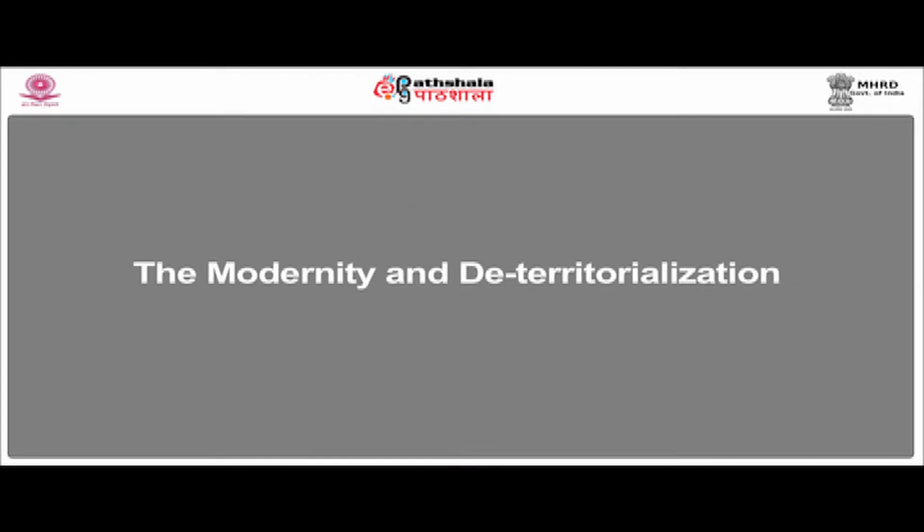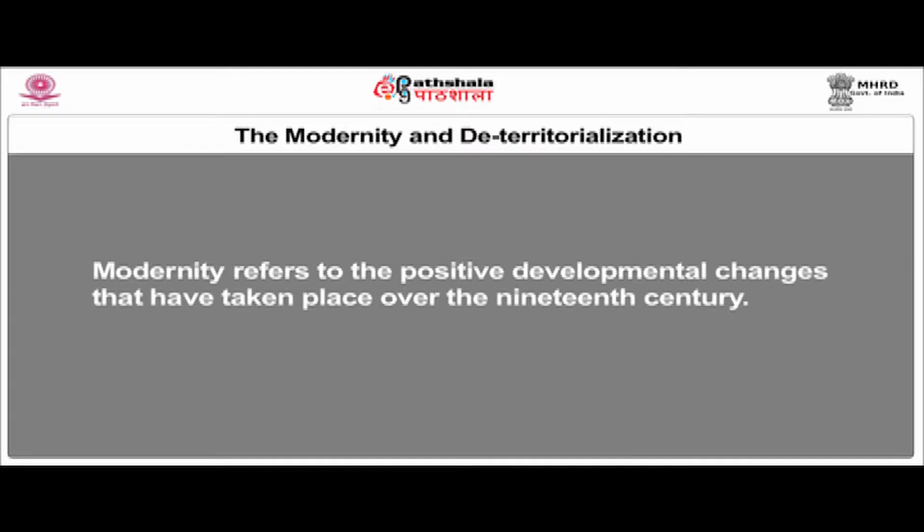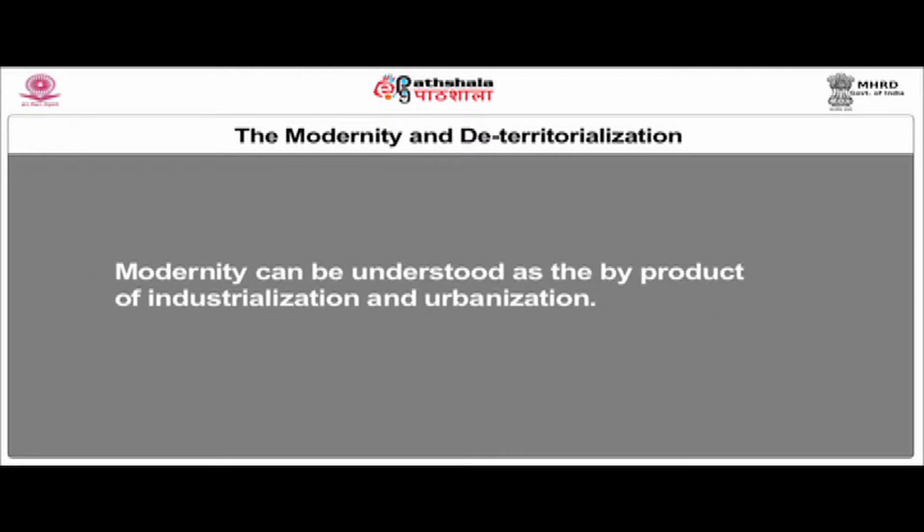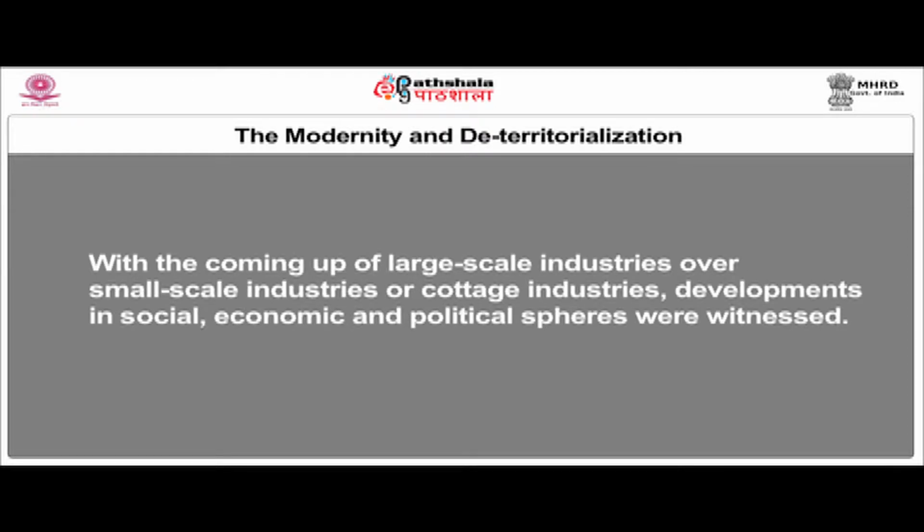Meaning of modernity and de-territorialization. Modernity refers to the positive developmental changes that have taken place over the 19th century. Modernity can be understood as the byproduct of industrialization and urbanization. With the coming up of large-scale industries over small-scale industries or cottage industries, developments in social, economic and political spheres were witnessed. Hence, traditional thinking, ideas and lifestyles were replaced by modern culture, which further gave way to logical thinking and more innovative ideas, leaving orthodox traditions and outdated thinking behind.